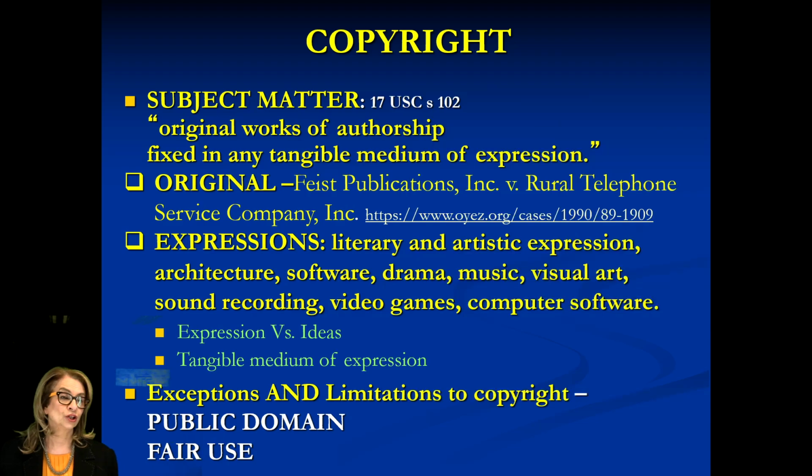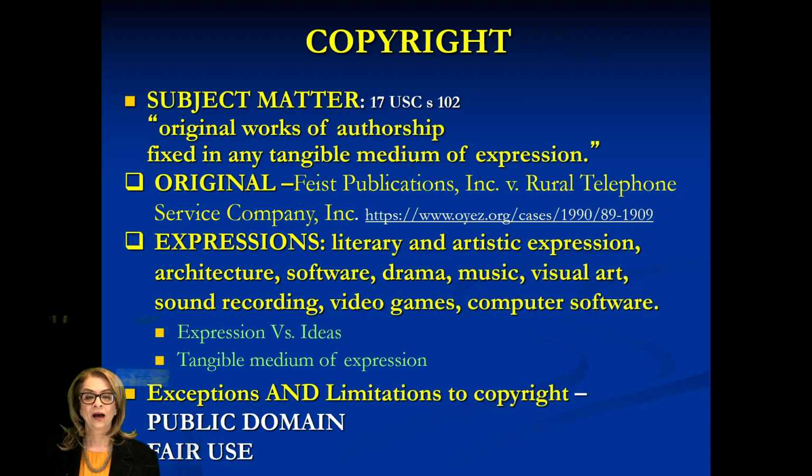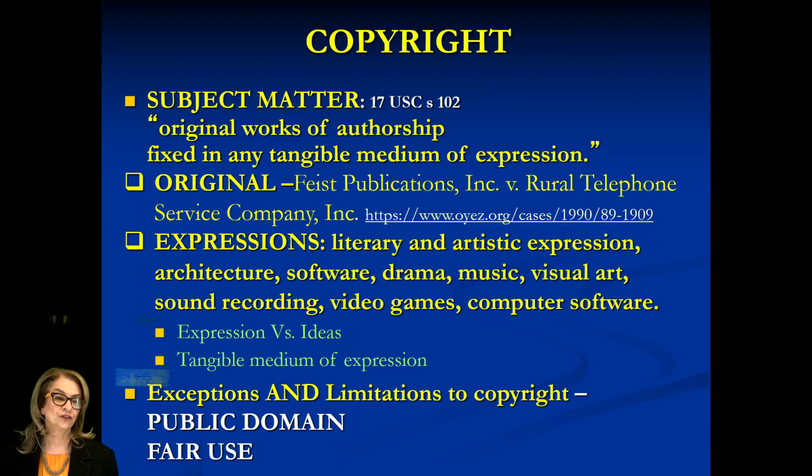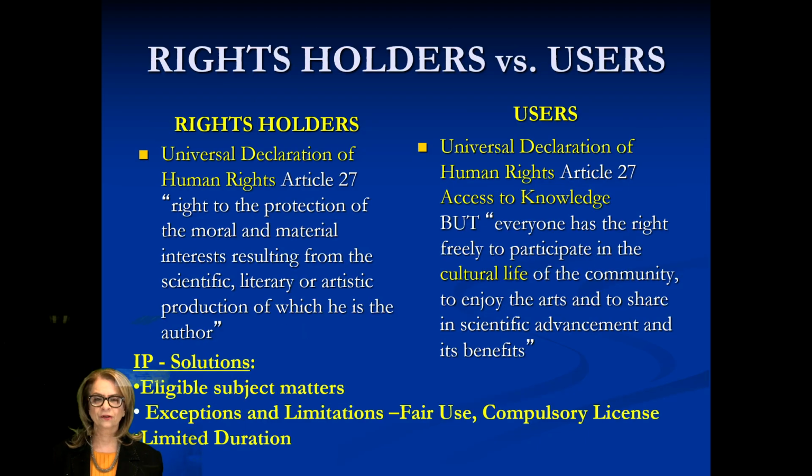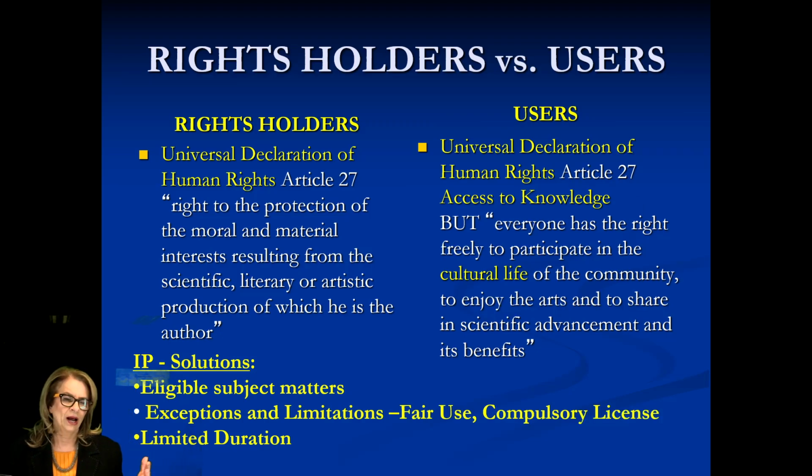But there are still exceptional limitations to copyright. There are some things that are public domain. There are facts that are not considered copyrightable. And there is the exception of limitation of fair use. So why do we have these exceptional limitations if we want to give the author the rights over the works of art that he or she created? So we have two conflicting rights.